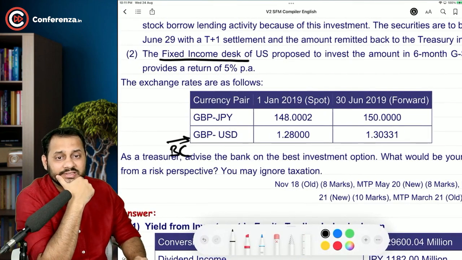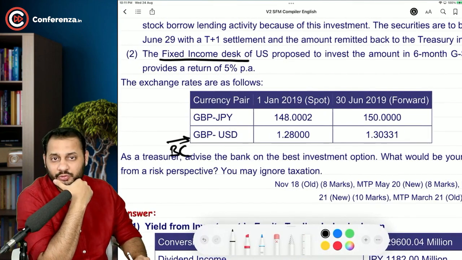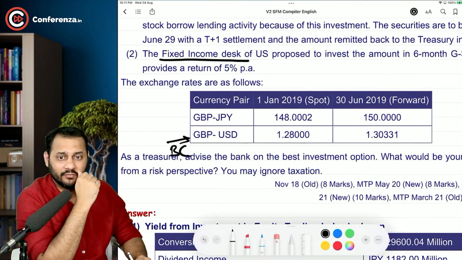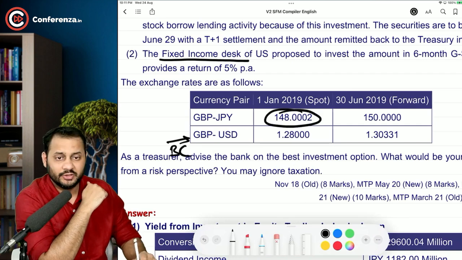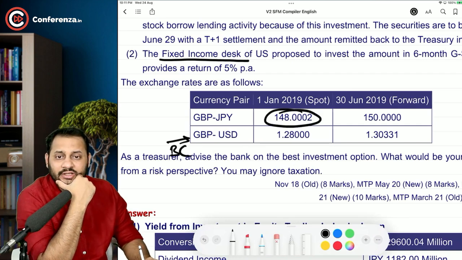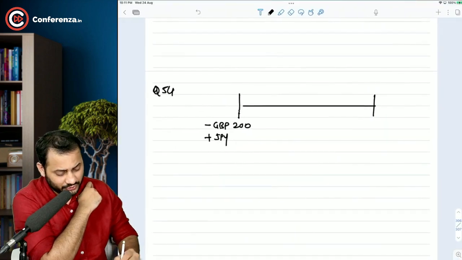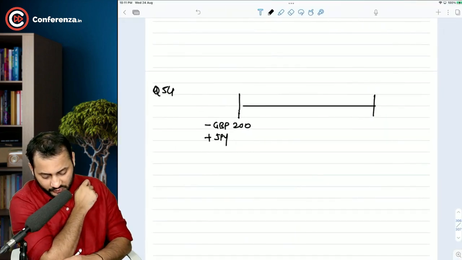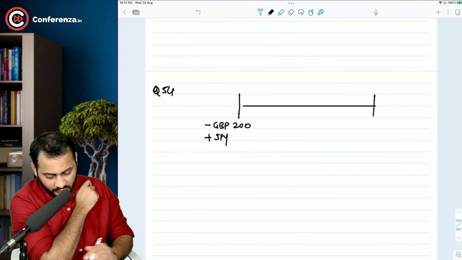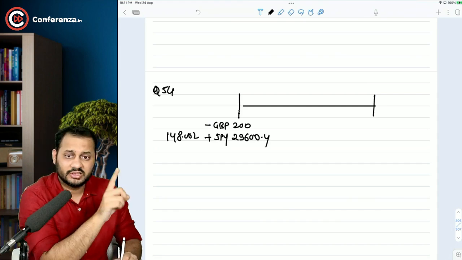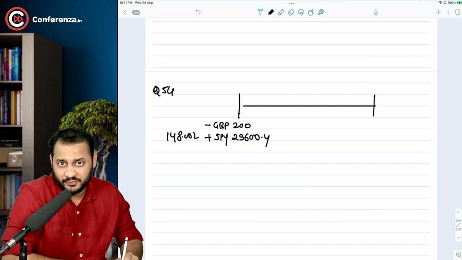Acha, the good part in this question is there are no two-way quotes. All the quotes are one way. There is no bid or ask separately given to you. So this rate is applicable today for converting the pound to Japanese yen spot rates. 148.002. So 200 into 148.002 will give you 29600.4. This is what you are going to invest in the Japanese yen.